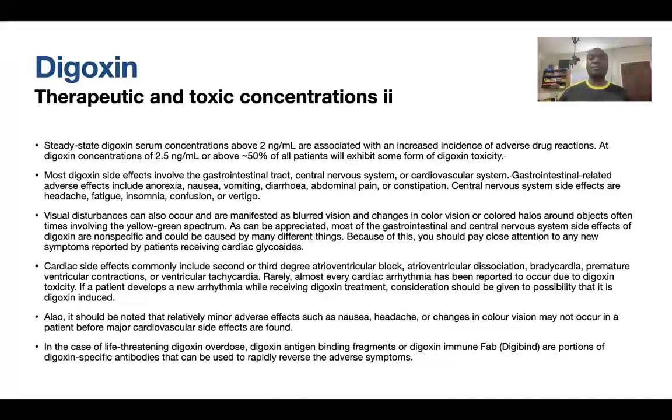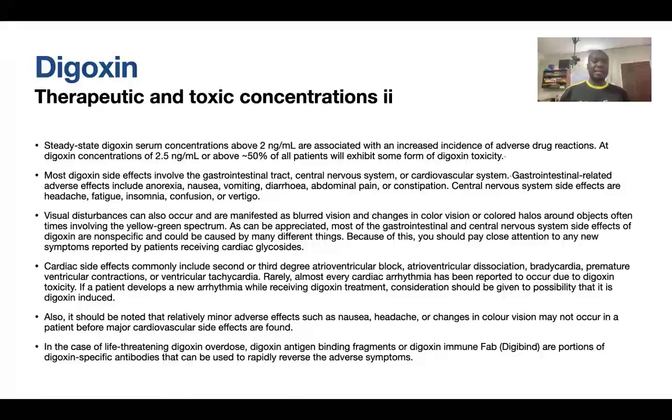Most digoxin side effects involve the GI tract, and of course you have visual disturbances as well. You also have cardiac side effects. Do not expect that the minor side effects like the GI side effects will happen before the major side effects. Once the patient reports any new symptom, that is very important. So when you're educating the patient, tell them that once a new symptom comes up, regardless of what it is, a new headache, color or visual disturbance, please report immediately.